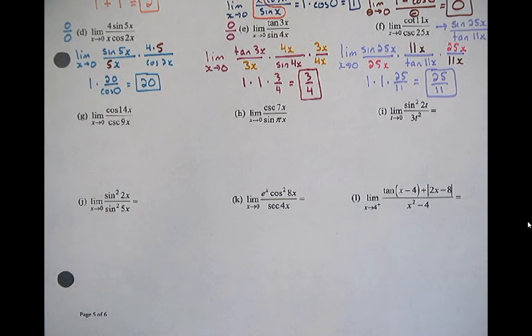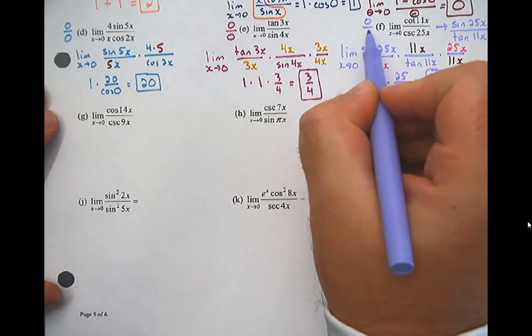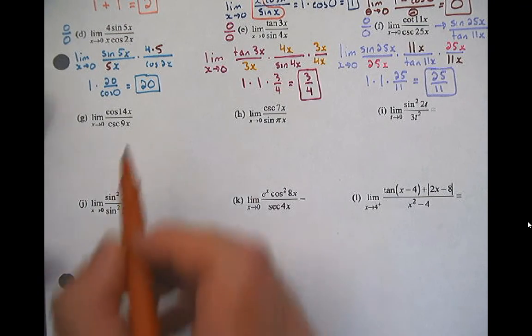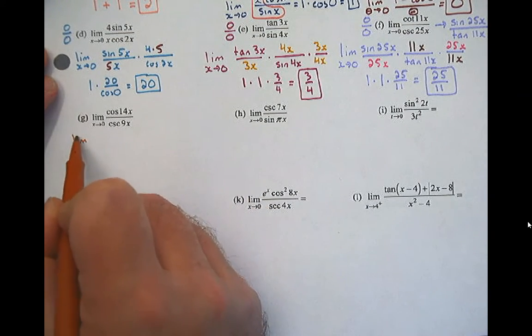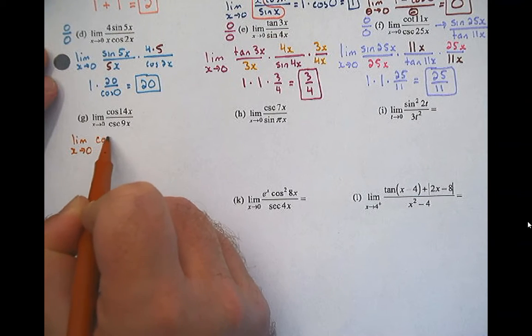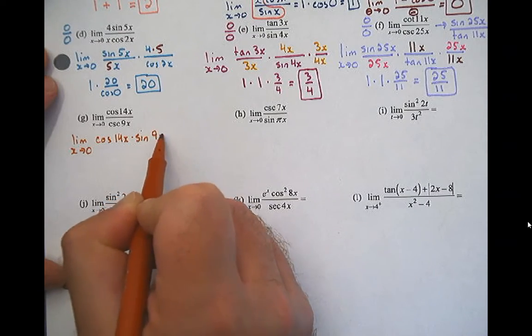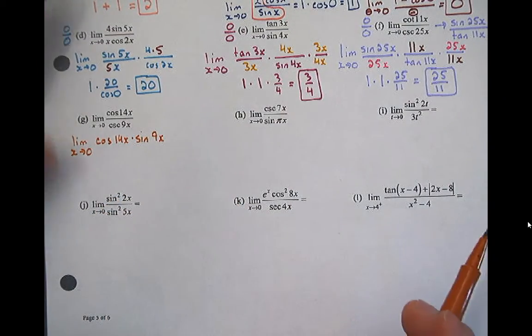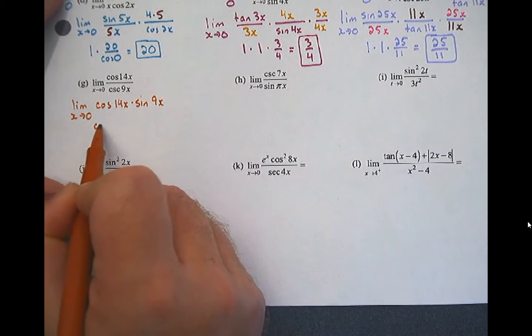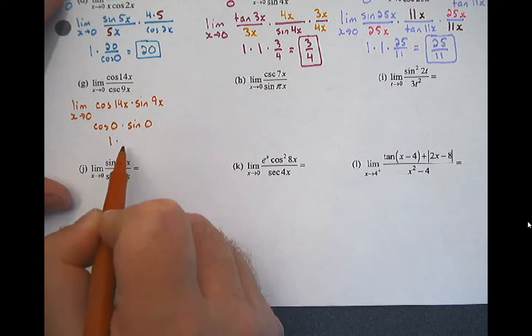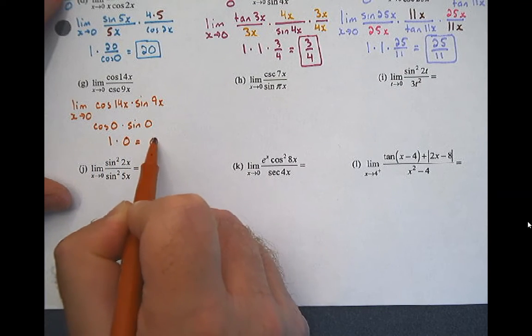Try the next one on your own. You have 10 seconds. And the reason I said you have 10 seconds is because this is a direct substitute one. This is the same. The limit as x approaches 0 of cosine of 14x times sine of 9x when I bump that from the bottom to the top. Now I can direct substitute, and I would get cosine of 0 times sine of 0. Cosine of 0 is 1. Sine of 0 is 0. 1 times 0 is 0.